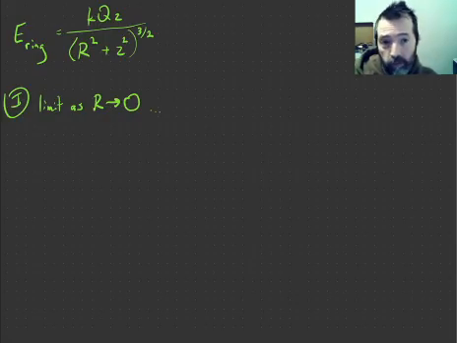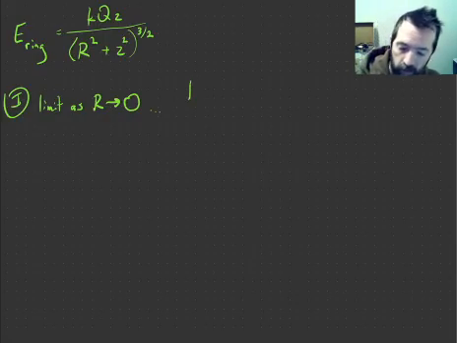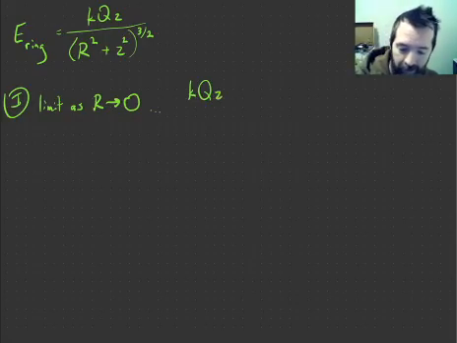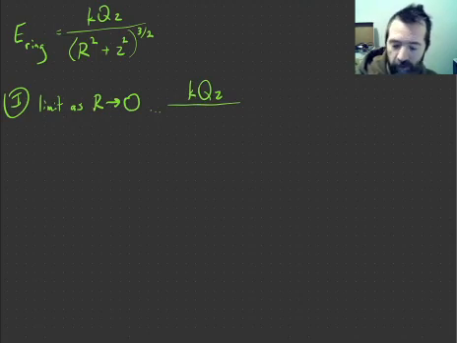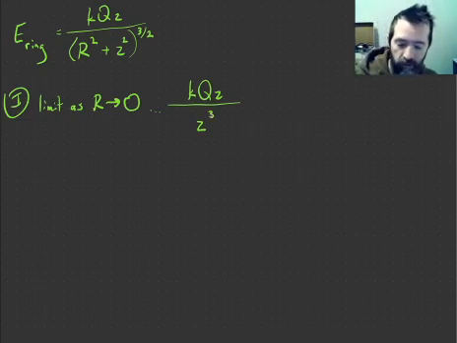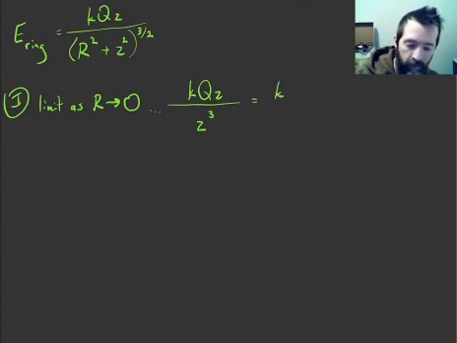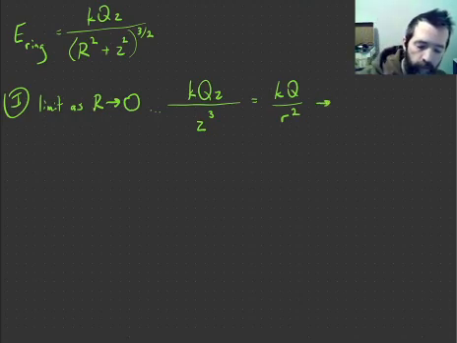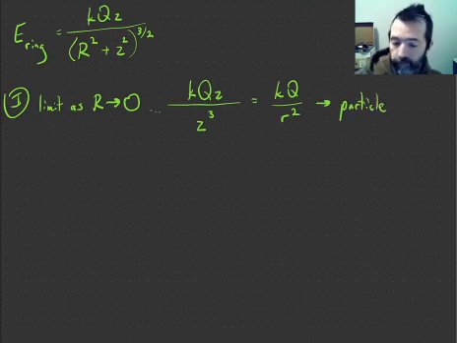And if you look at the expression that I have, this is an easy limit to do. It's one where you can basically just substitute in. So if I substitute in 0 for R, then in the denominator I have Z squared to the 3/2, which is Z cubed. And then I can cancel out a factor of Z, which gives me kq over Z squared. So the particle result comes out of this if you shrink the ring down to nothing.